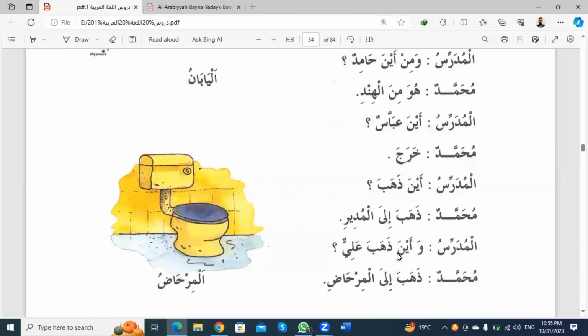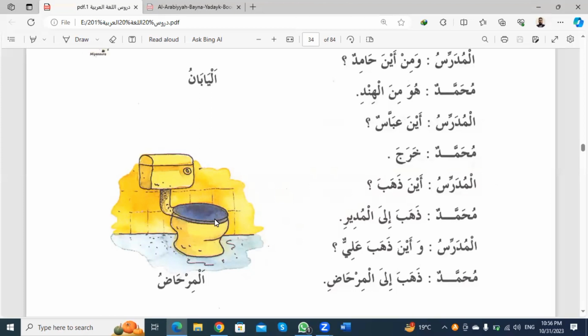And where, zahaba means, what's the meaning of zahaba? Went. And where went? Aliyun. Ali is the name of anyone. So, where did he go? Wa aina, and where, zahaba went, Ali. So he says that he went toward the toilet.